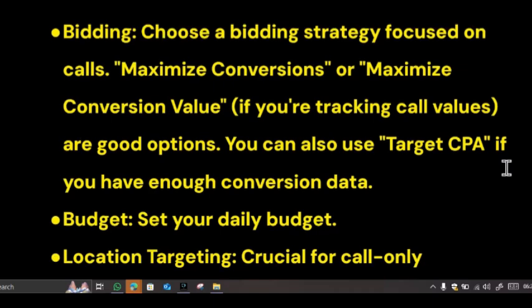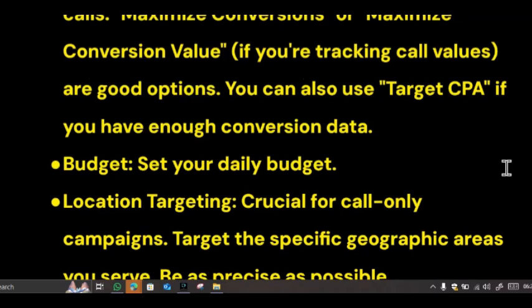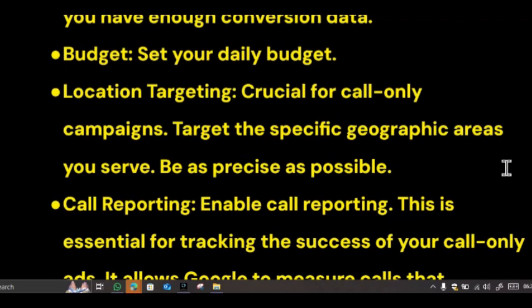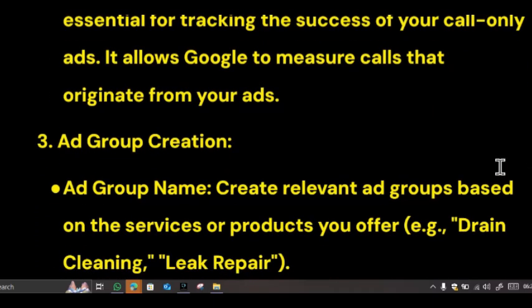Set daily budgets. Then use location targeting, which is crucial for call-only campaigns. You need to target the specific geographic areas you serve. Be as precise as possible. Then enable call reporting. This is essential for tracking the success of your call-only ads. It allows Google to measure calls that originate from your ads.